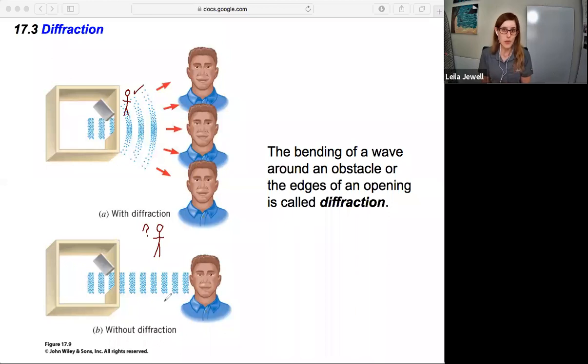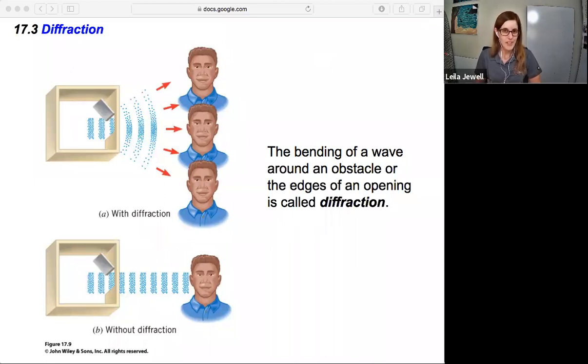Sound is the easiest way to observe this. You can observe it with light, and you'll get to see that a little bit in physics 2B. But that only applies to very, very narrow openings. For sound, we're able to see it at the normal frequencies that we have in an everyday case. So this is important to understand what's going on here.